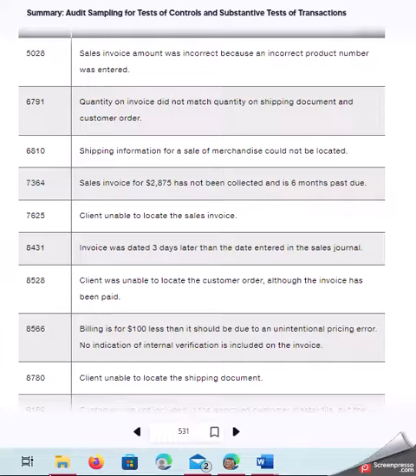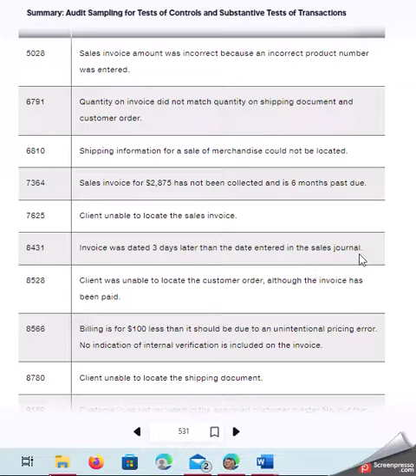Anything more now, everything is so digital that probably doesn't happen that frequently anymore. When you had hard copies, those things could happen, but now that everything's digitally generated, that's probably not as common. Okay, then the next one, we have the invoices dated 3 days later than the date entered on the sales journal. So again, it goes back to like, well, who did that?